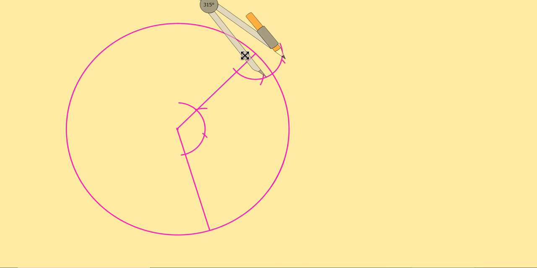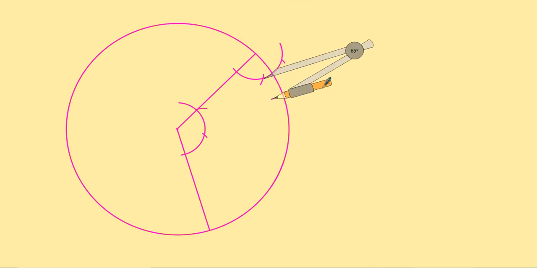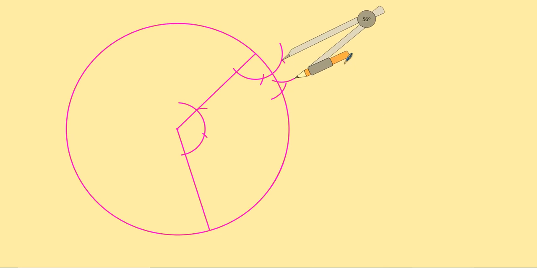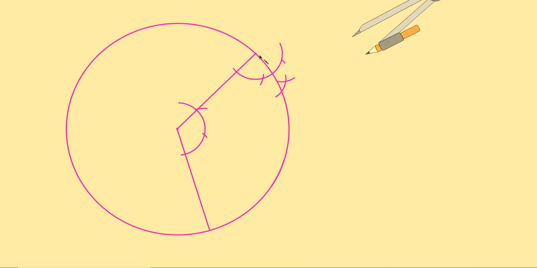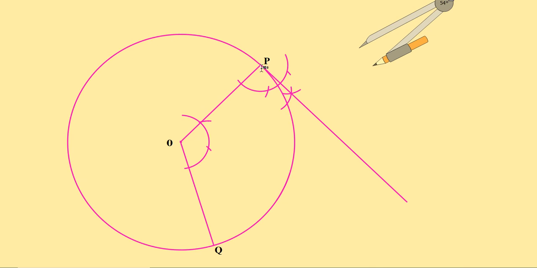Now you have to bisect the second 60 degree of angle, that is take more than half of it, draw an arc with the other intersecting point as center. Now join that intersecting point and end point of the radius. This will be one of the tangent. That is angle P is equal to 90 degree.